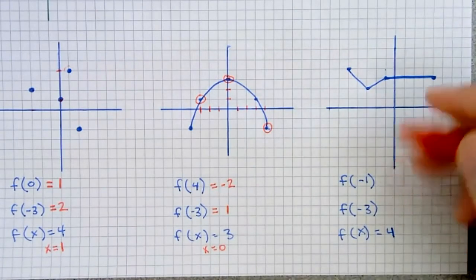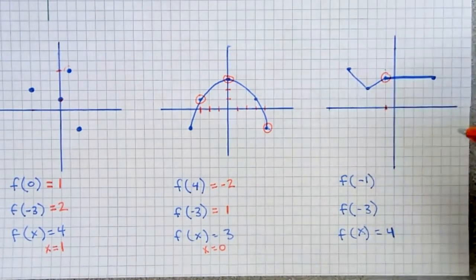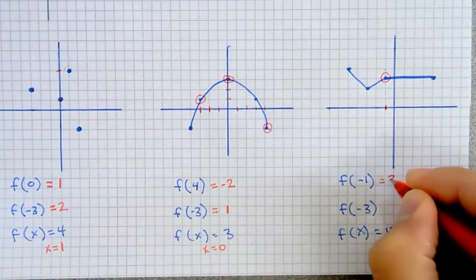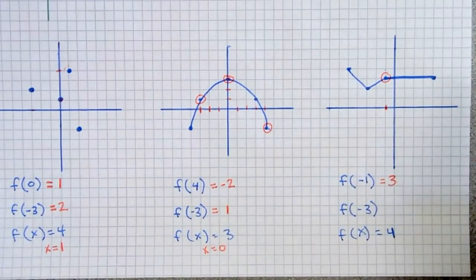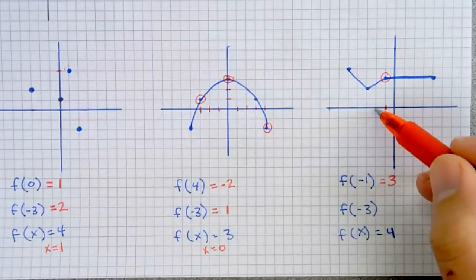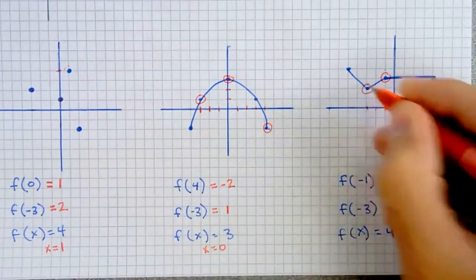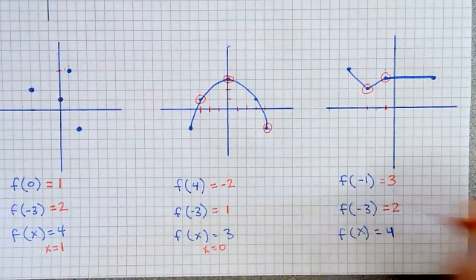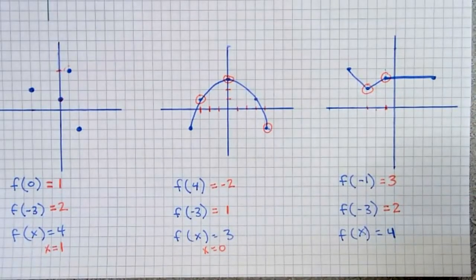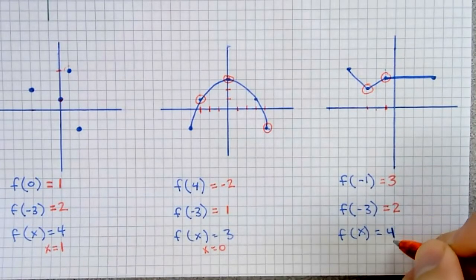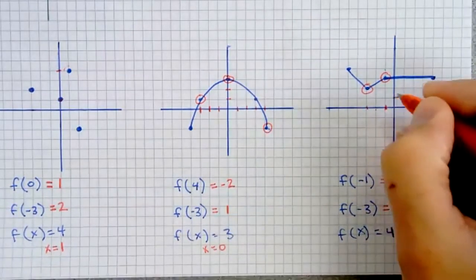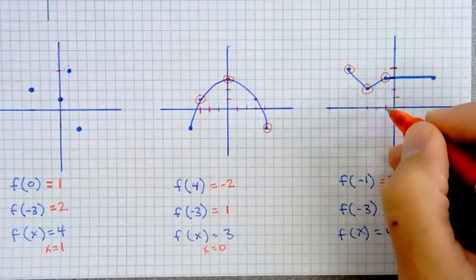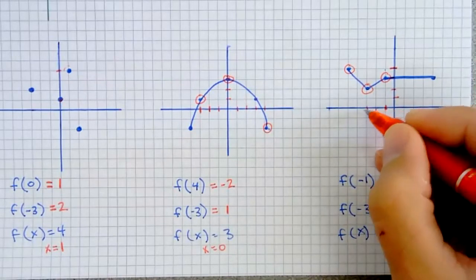Third one, f of -1, right here. There's my point. It has a y value of 1, 2, 3. f of -3, 1, 2, 3. There's my point. It has a y value of +2. Okay, and then you're being given the output of 4. 1, 2, 3, 4. There's my point. It has an x value of -1, 2, 3, 4, 5.